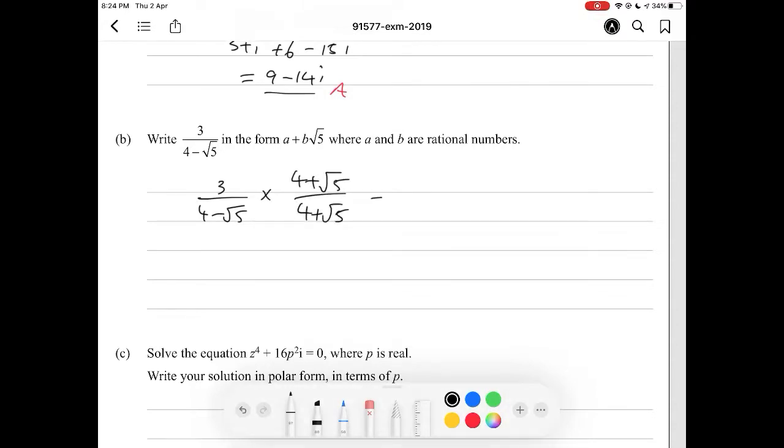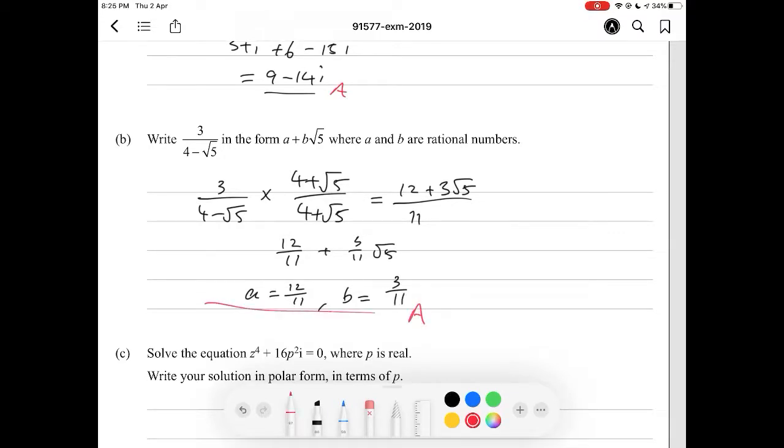And this equals, so we have 4 times 4, that's 16, plus negative root 5 times positive root 5, that's negative 5. So 16 minus 5, that's 11, over 12 plus 3 root 5 on top, since 4 times 3 is 12. So therefore we can split this up into the a and b. So 12 over 11 plus 3 over 11 root 5. Therefore a equals 12 over 11 and b equals 3 over 11. And that would be your answer here, and that's again another achieved grade.